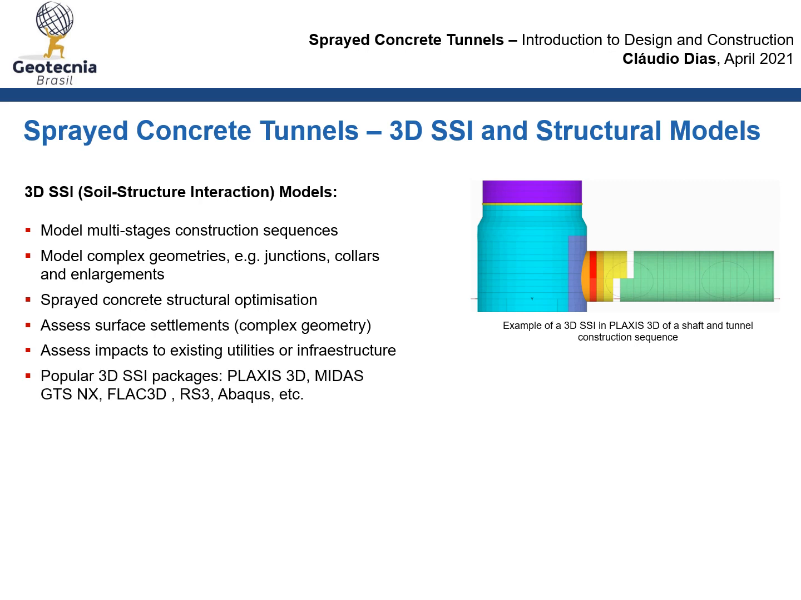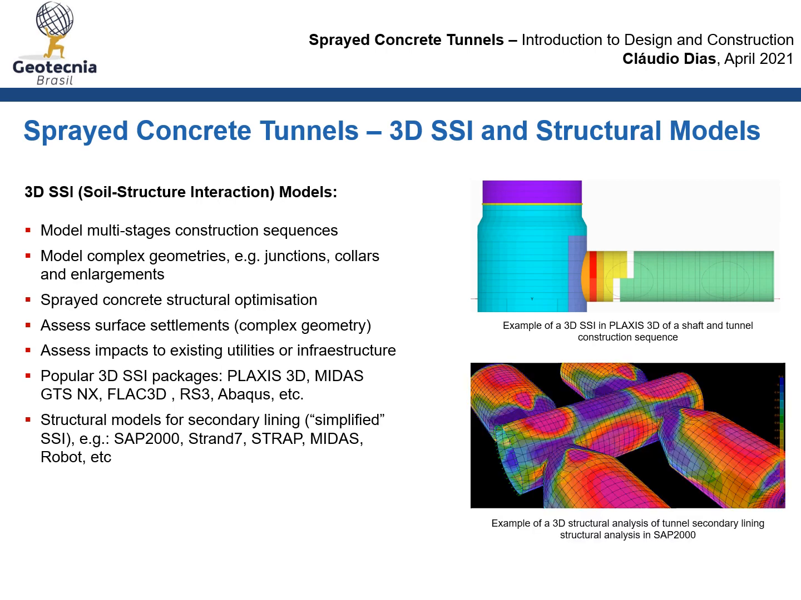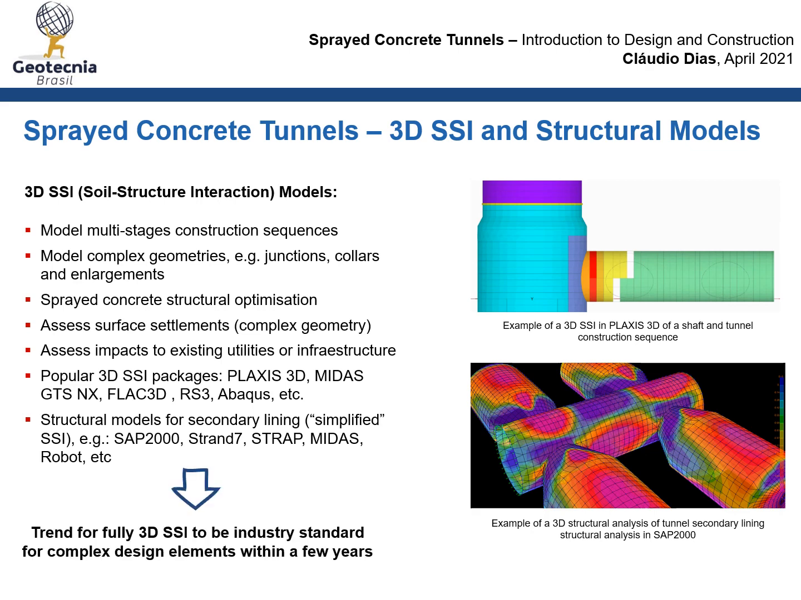Some of the most popular packages for three-dimensional soil structure interaction include Plaxis 3D, MIDAS GTS, FLAC 3D, RS3, and Abaqus. For structural models, these are normally used for secondary linings, and the most popular packages include SAP2000, Strand7, Strap, Midas, and Robot. Here is an example of a SAP2000 model for secondary linings. There is a trend for fully three-dimensional soil structure interaction to be industry standard for complex design elements in a few years.